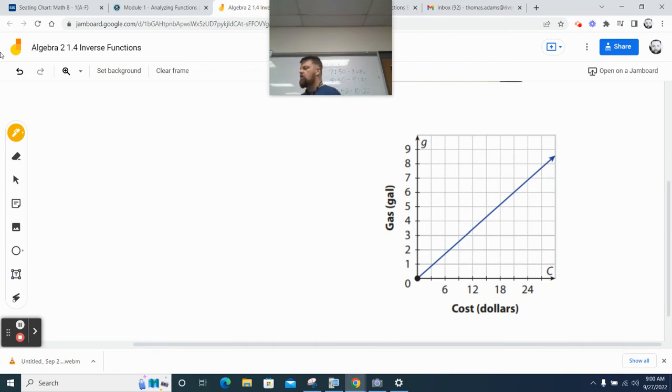Now, the question I have while you guys are writing this down is, how does Mr. Adams know that this is the inverse function? How does Mr. Adams know off the top of his head that this is the inverse function? Well, it's true. I am intelligent, and I have a master's degree, and I'm a math teacher. But what I'm trying to teach you is there's some clues here, okay?